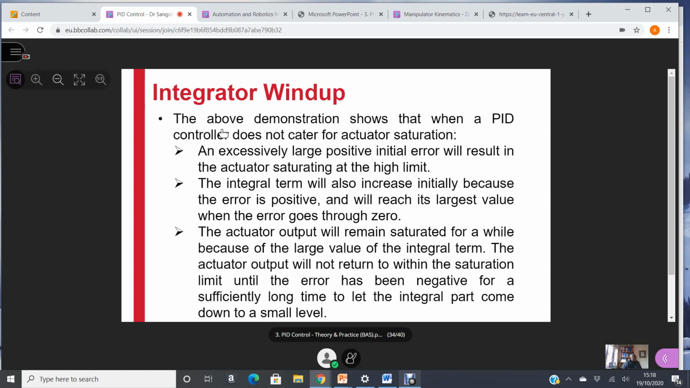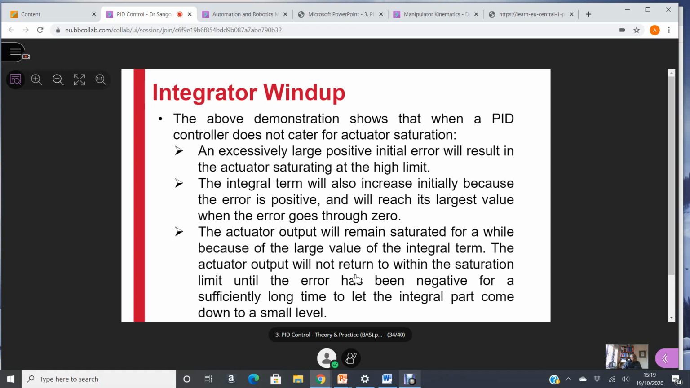But what we can summarize from the short demonstration is that when a PID controller does not cater for actuator saturation, you see the following. One, you see an excessively large positive initial error, which will result in the actuator saturating at some point at the high limit. Yeah. But the integral term will also increase initially because the error is still positive, and will reach its largest value when the error goes to 0. So the actuator will remain saturated for a while because of the large value of the integral term.